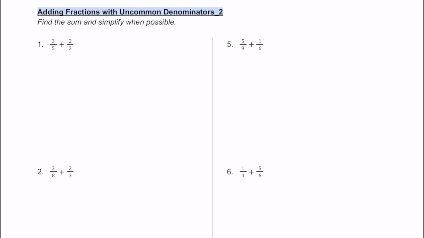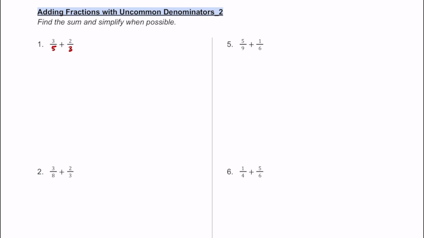In this video, let's take a look at adding fractions that have uncommon denominators together. Now, another word for adding is we're going to be finding the sum of these fractions. Just keep in mind that we need common denominators in order to add fractions, and afterwards, if we can simplify, we definitely will. Okay. So for number one, we have this fraction of 3/5 and we have 2/3.